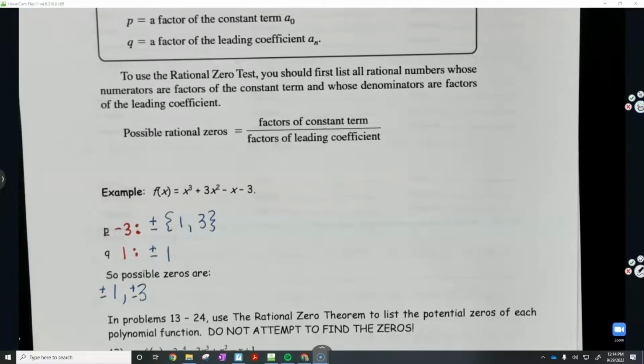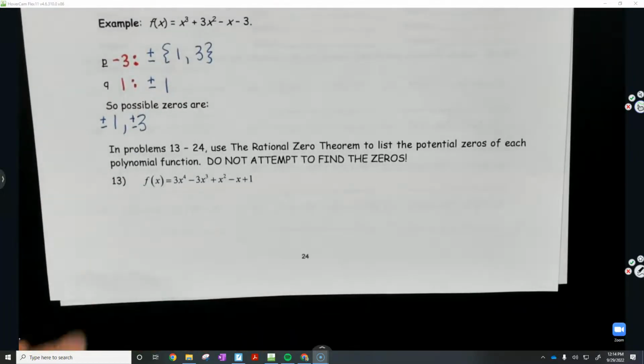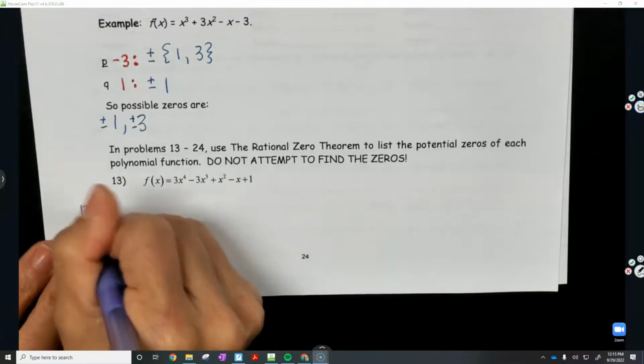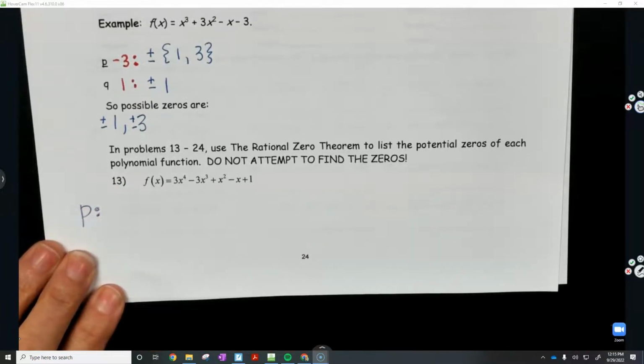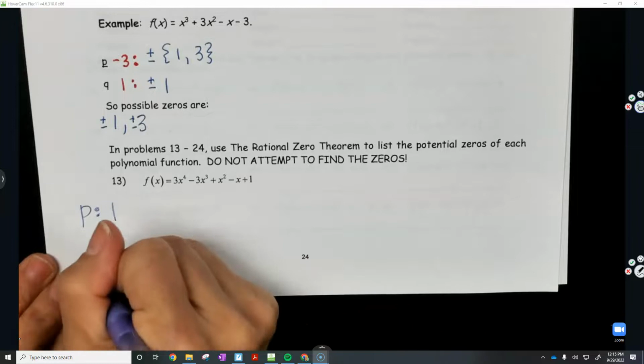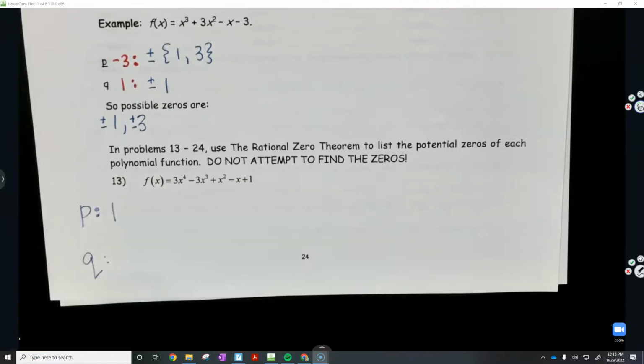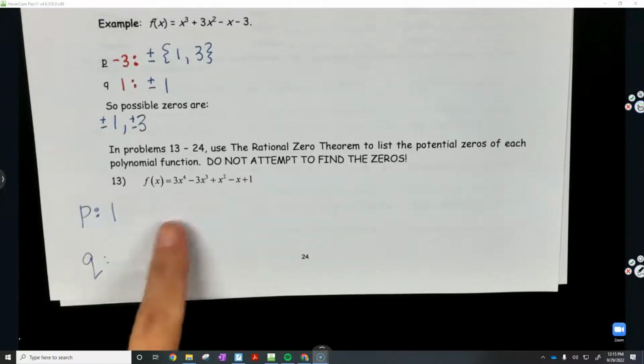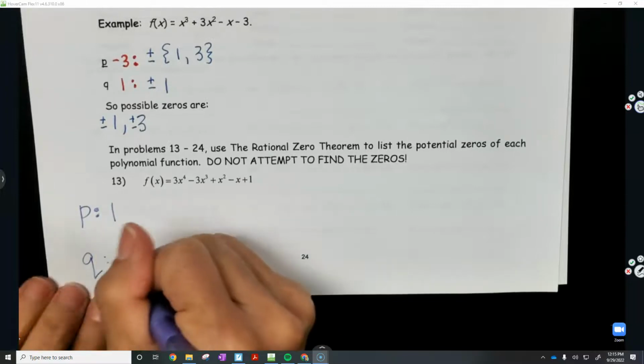All right, let's take a look at 13 and do it again. So for problem 13, we need P, which is the very last term, which is 1. We need the leading coefficient. Co sounds like it could start with Q sometimes. Leading coefficient is 3.